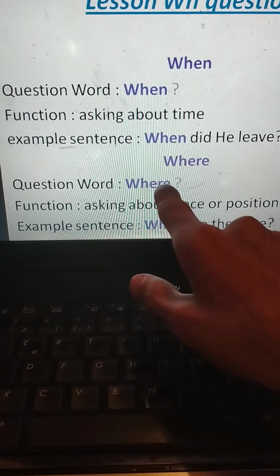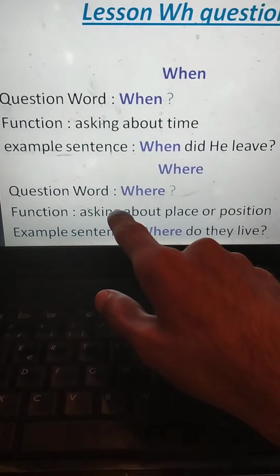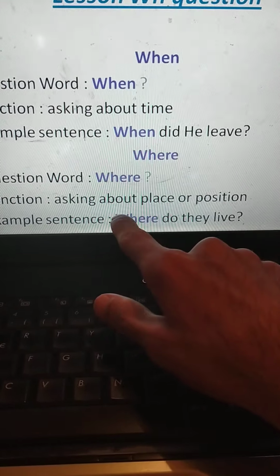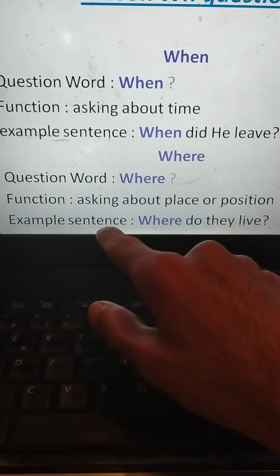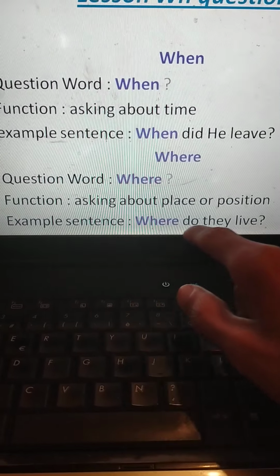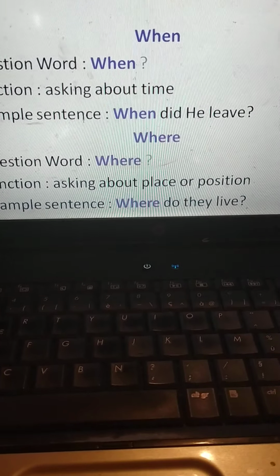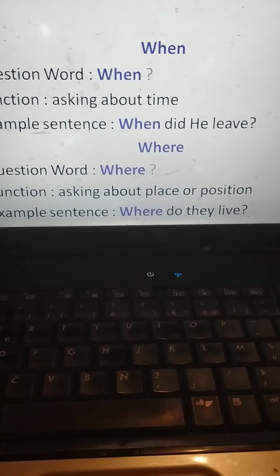And we have another, where. Question word is where. The function is asking about place or position. Example sentence: where do you live? Or where do they live? Okay?